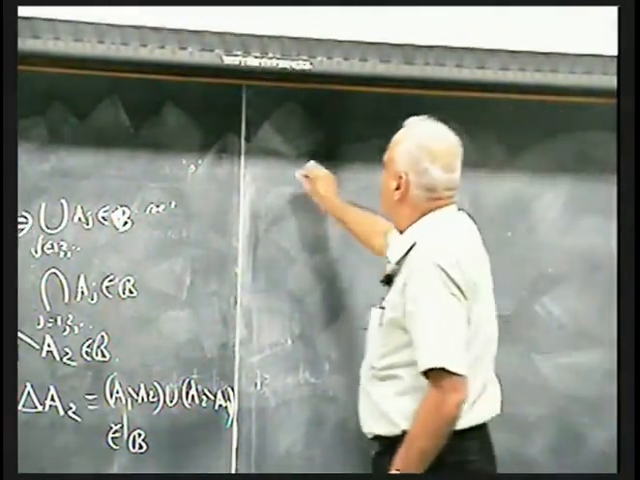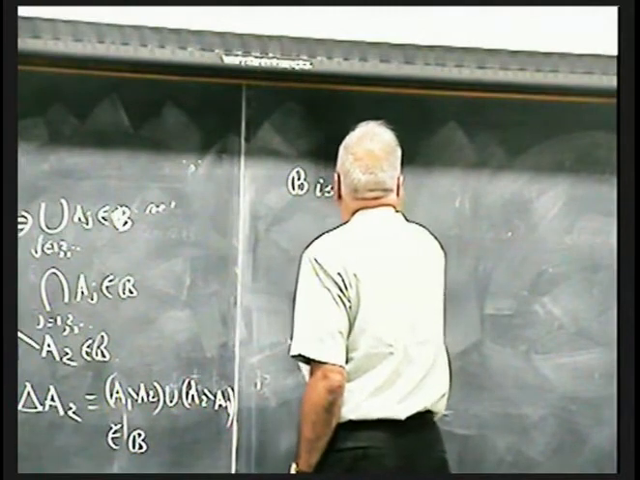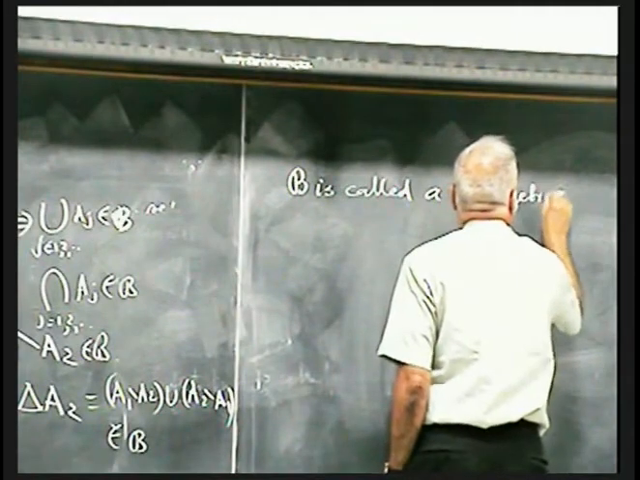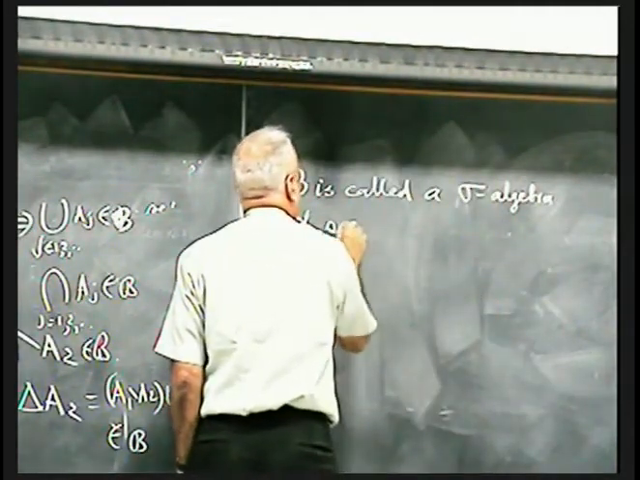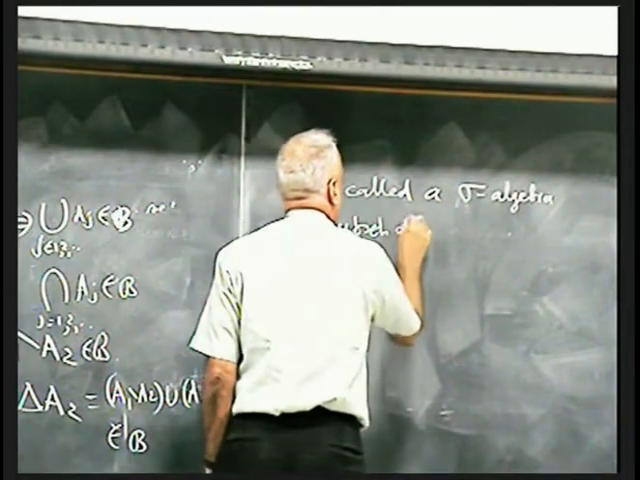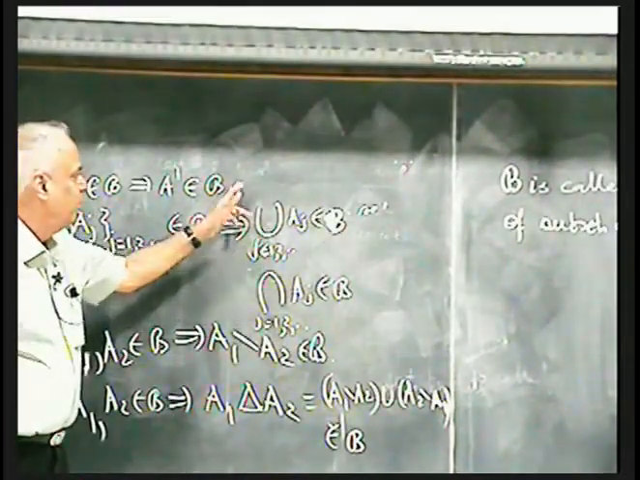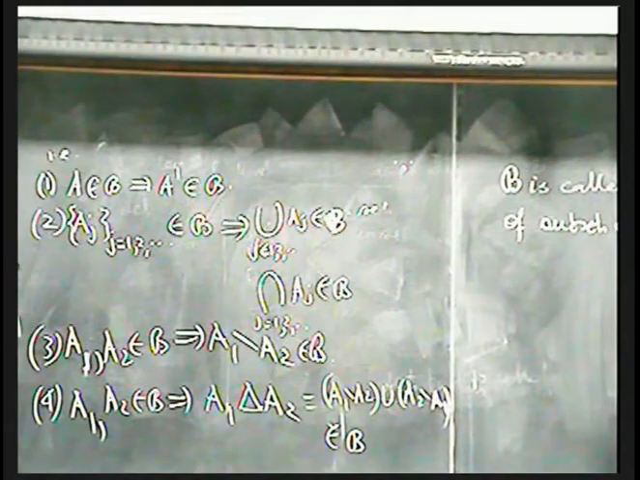Right, such a thing is called a sigma algebra. B is called a sigma algebra of subsets of Ω. We will redefine this slightly because some of these requirements are redundant. I said that this will follow immediately from this and this, so I need not state that. Similarly, I need not state this also, and I need not state this also. If I have this and this, all the other things will follow, and that's how we will give a definition of a sigma algebra.